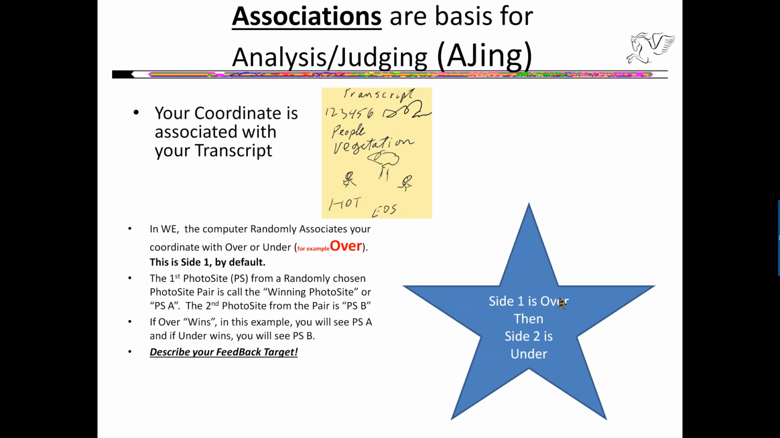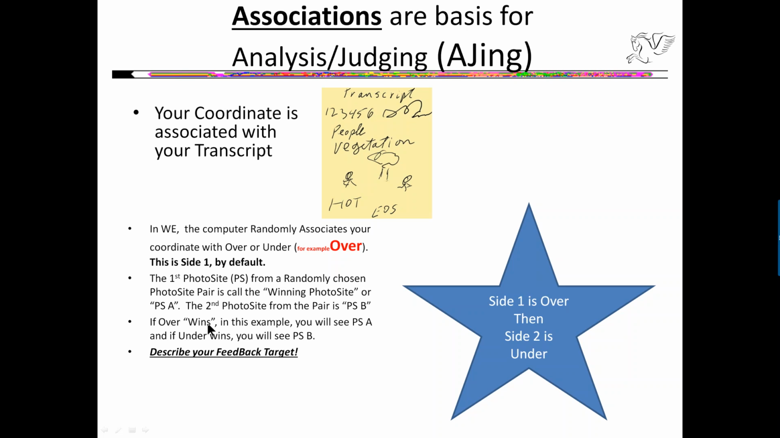Okay, now notice if side 1 is over, side 2 is under. That's what you know in binary ARV. So in this example, side 2 is under, right? Now, a real complication here. Turns out all of these steps are pretty straightforward. There just are a lot of them in terms of understanding all the details. Doing it, describe and sketch your feedback target. Now, photo site B is the second photo site. Photo site A is the winning photo site. Photo site B is the losing photo site.